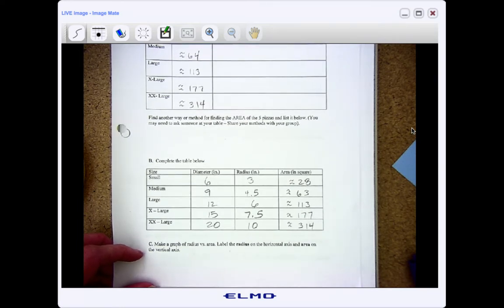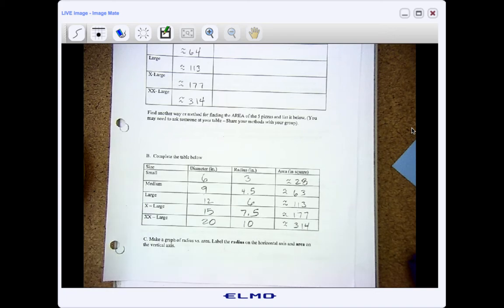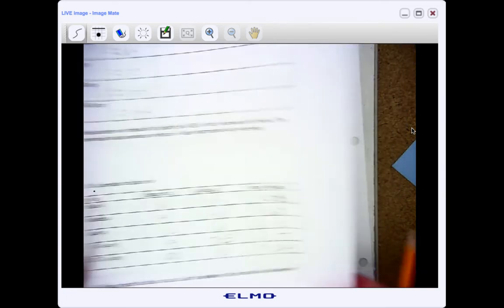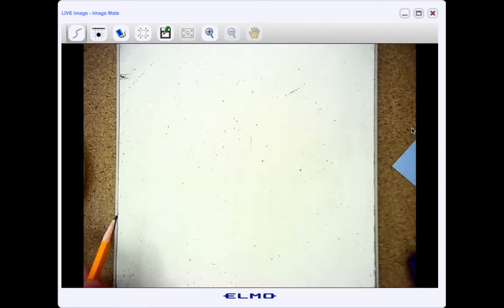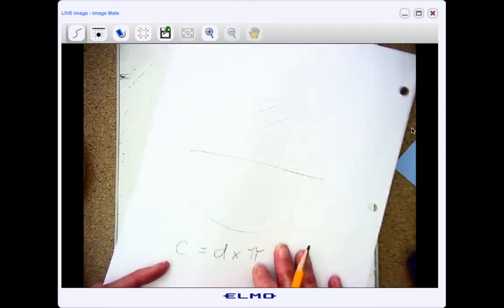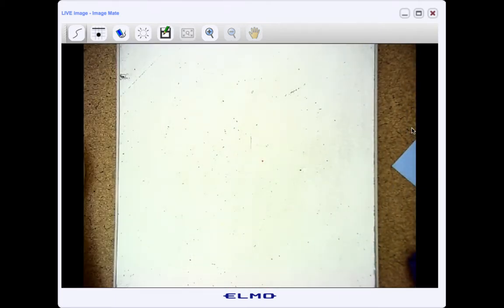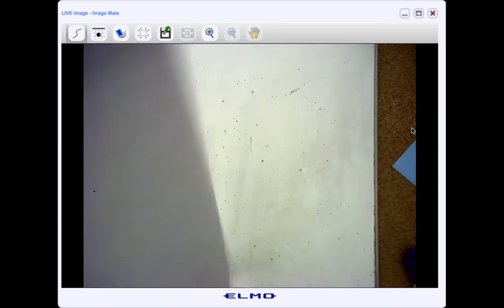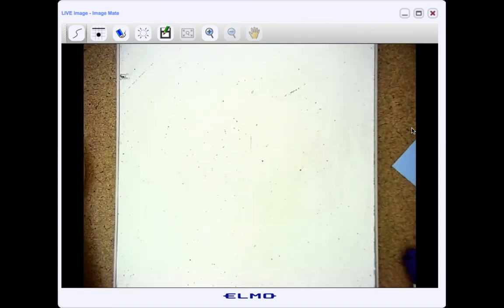Okay, so next it says make a graph of the radius versus area. Label the radius on the horizontal axis and area on the vertical. Okay, so remember what I said, how you could just take that graph paper from the other day and just flip it over and use the back. Or if you printed one out, you could probably just use that. Okay, I'm going to grab one more.